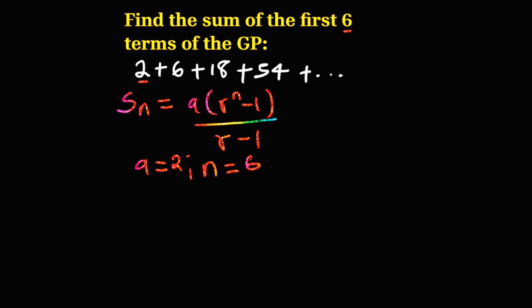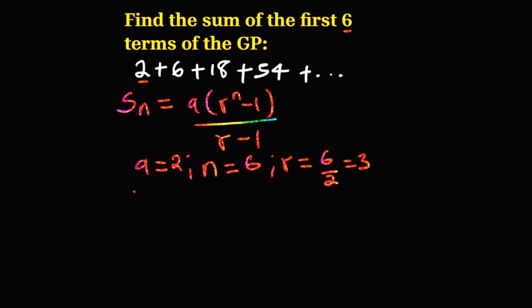So N is 6. And then finally R, which is the common ratio, which can be obtained by dividing a particular term or a particular entry by the preceding term. So in this case, we could even take 6 and divide by 2, or we could take 18 and divide by 6. We'll get R to be 3.